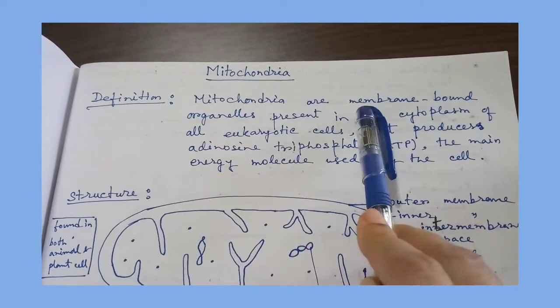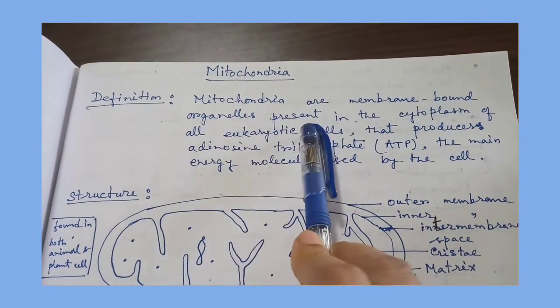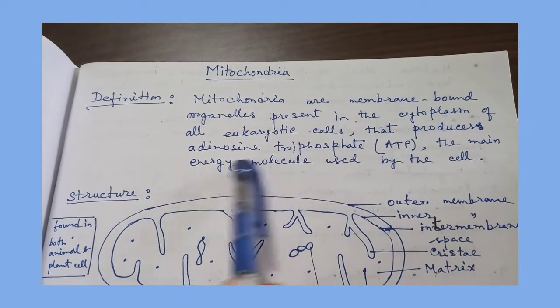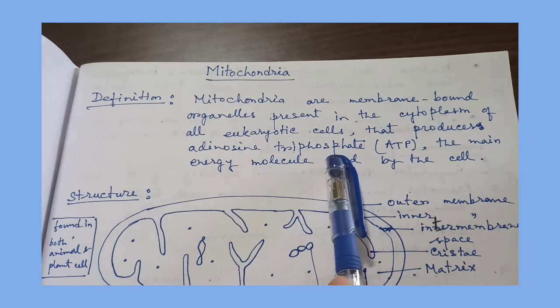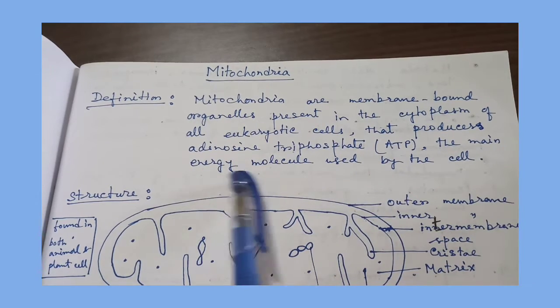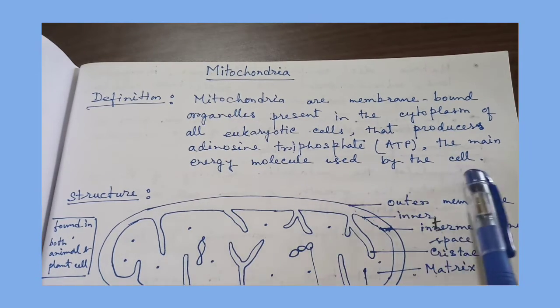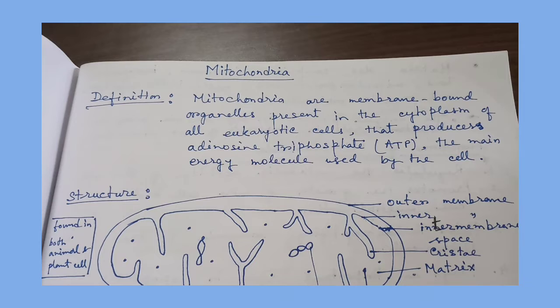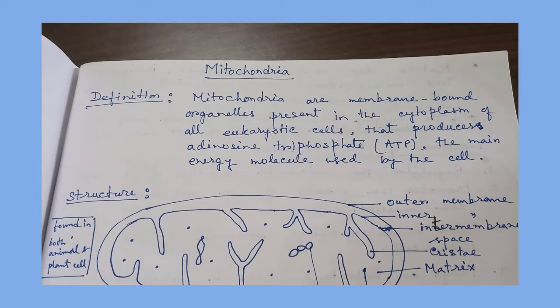Definition: mitochondria are membrane-bound organelles present in the cytoplasm of all eukaryotic cells that produce adenosine triphosphate, ATP, the main energy molecule used by the cell. We can also define it as the double membrane cell organelle of eukaryotic cell associated with Krebs cycle in aerobic respiration, called mitochondria.